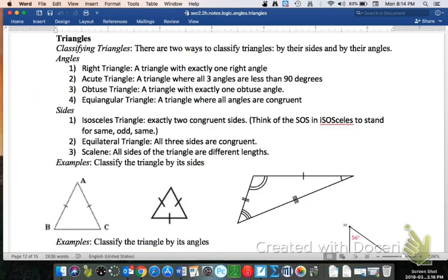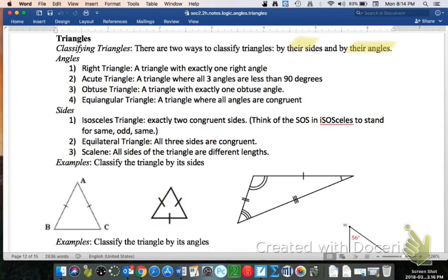This last part you should already really be familiar with these. We'll just go through these to make sure that you're aware of all of them. Again, this is a definition, vocabulary kind of day. So we've got triangles. There are 2 ways that we classify triangles, by their sides and then by their angles. Okay? If we're doing angles, we have 4 different kinds.